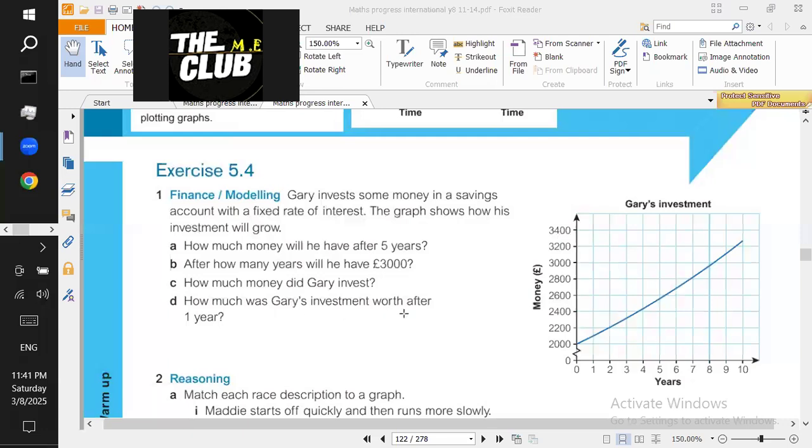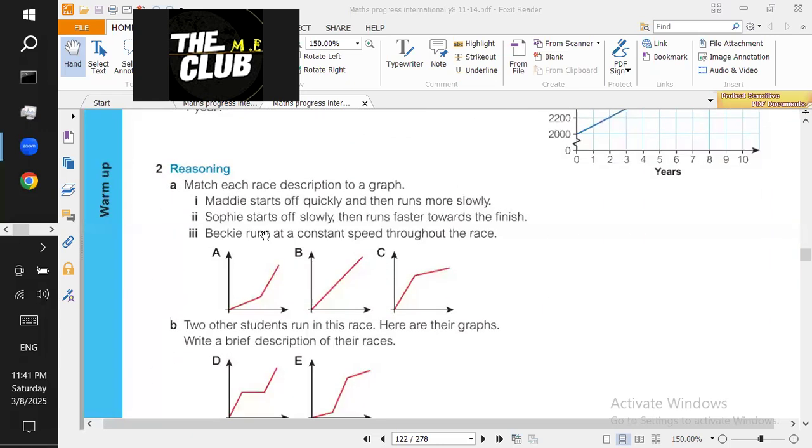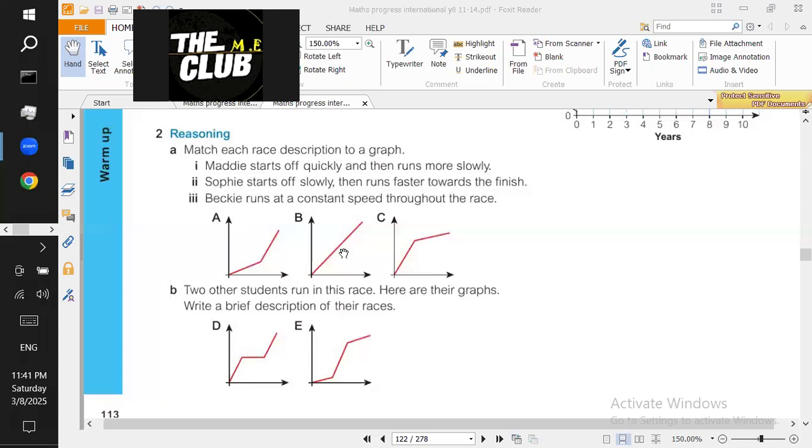How much was Gary's investment worth after 1 year? After 1 year, the investment is here, which became 2,100, okay? Or 2,150, something like this. So you have to understand how to interpret graphs and how to read them, okay? Here, these are different graphs. They will tell you why you have to understand what's happening.